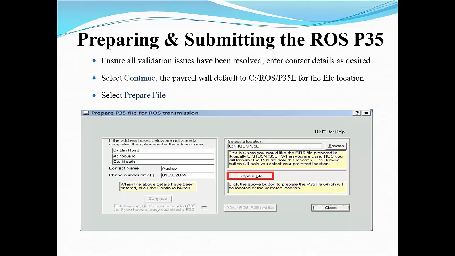So you should ensure that all validation issues have been resolved. So if the program comes up with validation issues, they do need to be rectified before it will allow you to prepare the P35 for ROS submission. So when all issues, if any, have been resolved, you can click on Continue. Okay, so just here. The payroll will default to a destination of the ROS folder on the C drive, and within that a P35L folder. So if you're happy enough with that location, you can just click on Prepare. If, for example, you have ROS maybe on a different machine, you may need to browse there and select maybe your memory key to save the P35 to.